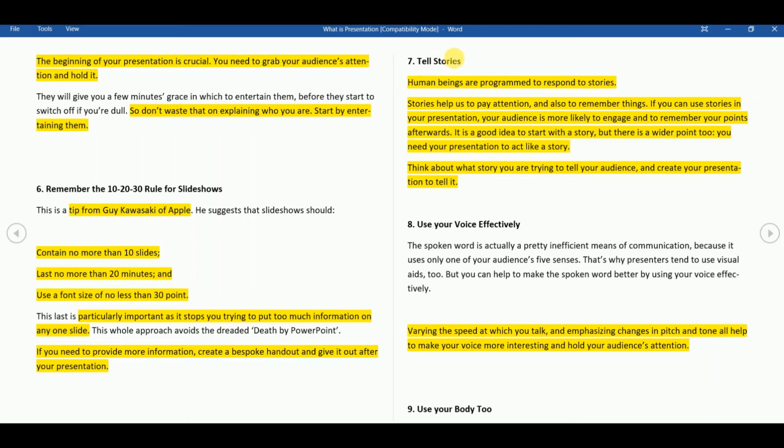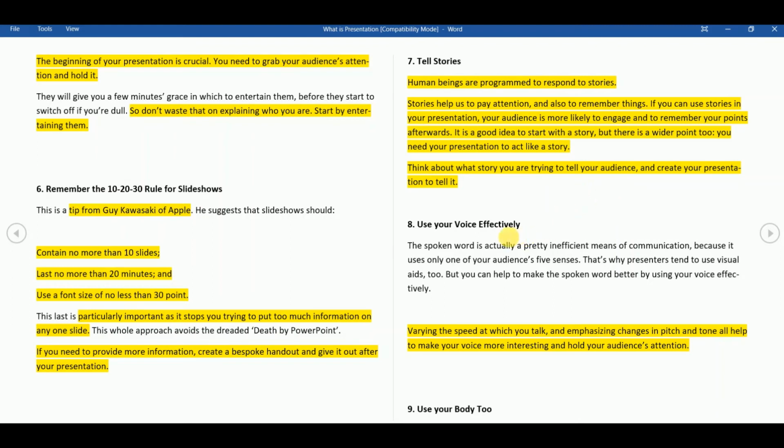Then you need to tell stories. Human beings are programmed to respond to stories. Stories help us pay attention, and also to remember things. So if you can use stories in your presentation, your audience is more likely to engage and to remember your points afterwards. It's a good idea to start with a story, but there's a wider point here, and that is you need your presentation to act like a story. So think about what story you are trying to tell your audience and create your presentation to tell it.